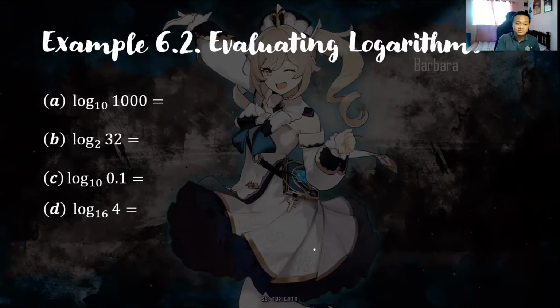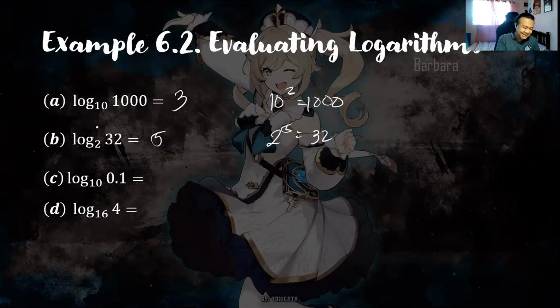Log of 1000 with base 10. So what will 10 be raised to in order that you will get 1000? That's simple. That's 3, right? Because 10 raised to 3 is 1000. Okay, so log 32, then base 2, so that's 5. Because 2 raised to 5 is 32. Okay? You can check it.